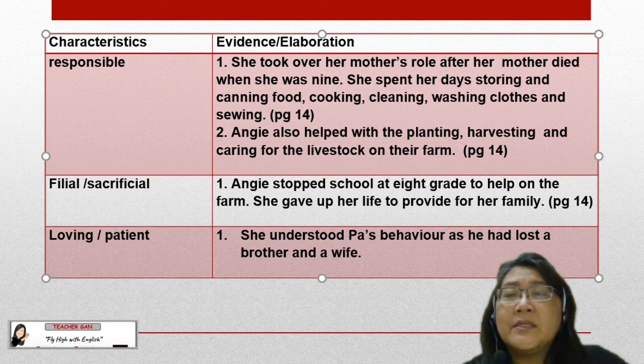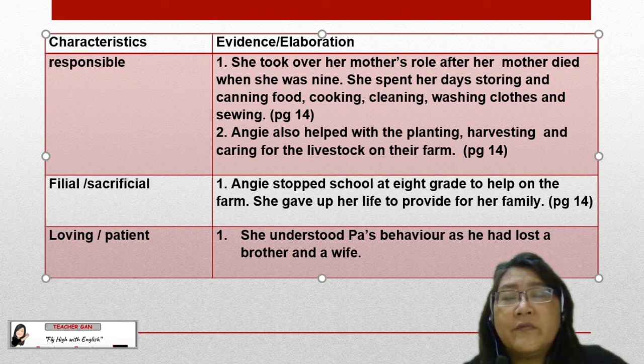Let's look at Angie's characteristics. First, Angie is responsible. Evidence: 1. She took over her mother's role after her mother died when she was 9. She spent her days storing and canning food, cooking, cleaning, washing clothes and sewing. 2. Angie also helped with the planting, harvesting and caring for the livestock on their farm.